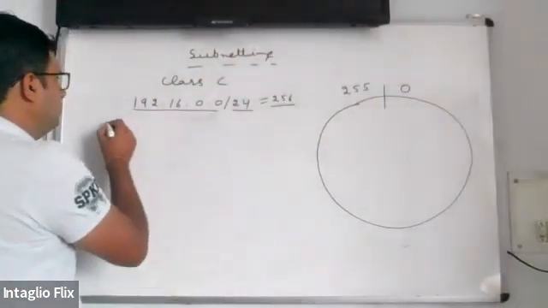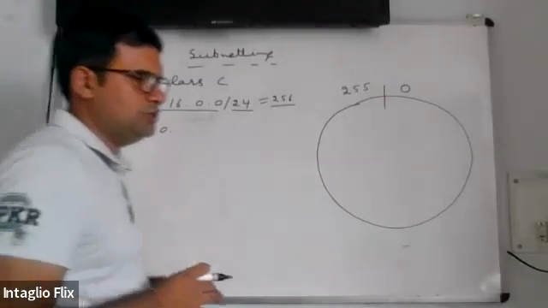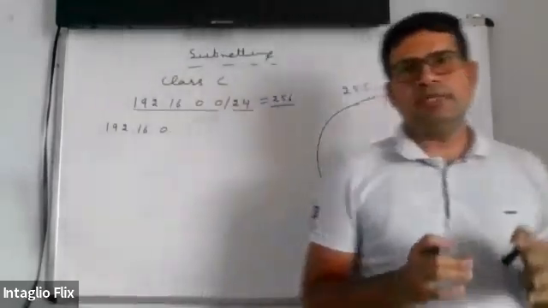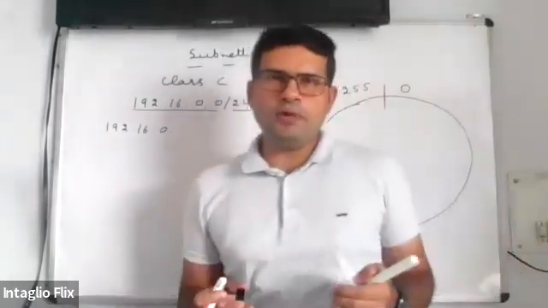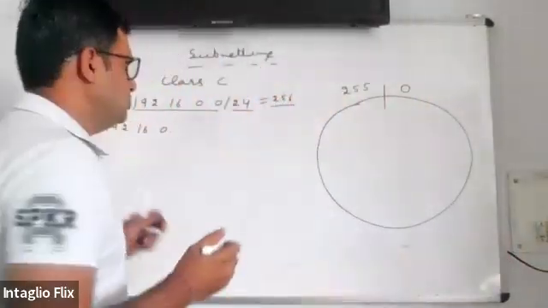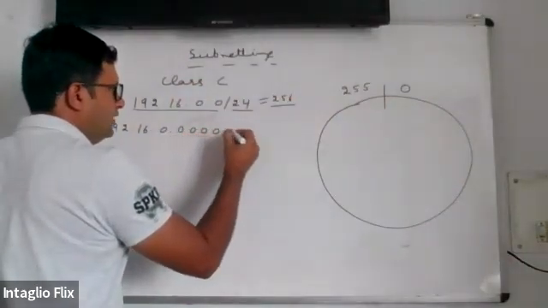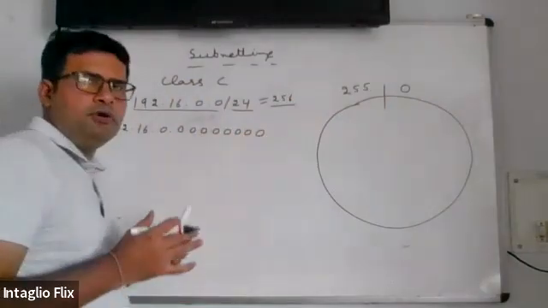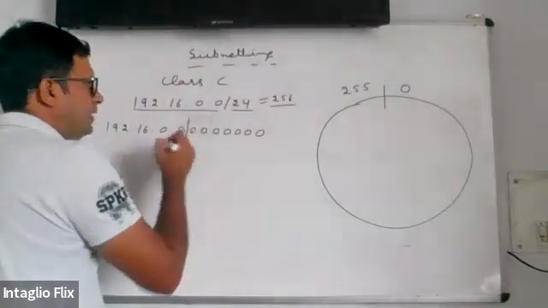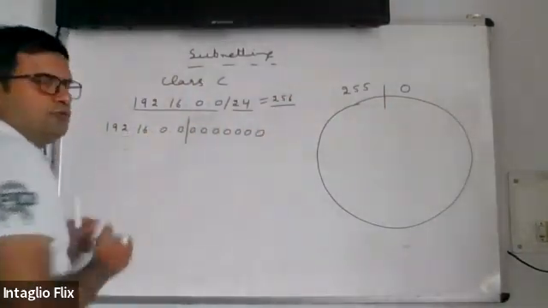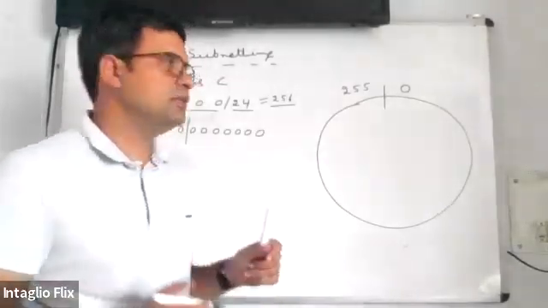This is a rule that you know very well: the network part is not going to change. In class C, the first 3 octets are reserved for the network. If the network part is not going to change, then the host part will change. You can see these are the host bits: 1, 2, 3, 4, 5, 6, 7, 8. If you want to divide this network into two parts, you have to borrow one bit from the host to the network. As soon as you borrow one bit, the network will be divided into two parts.